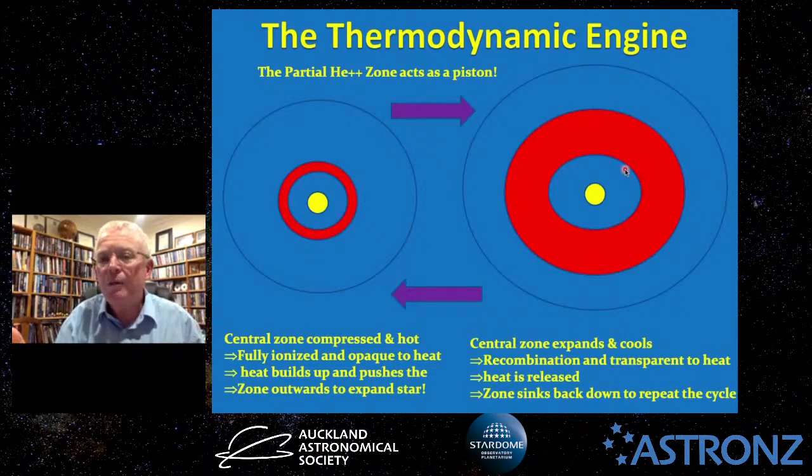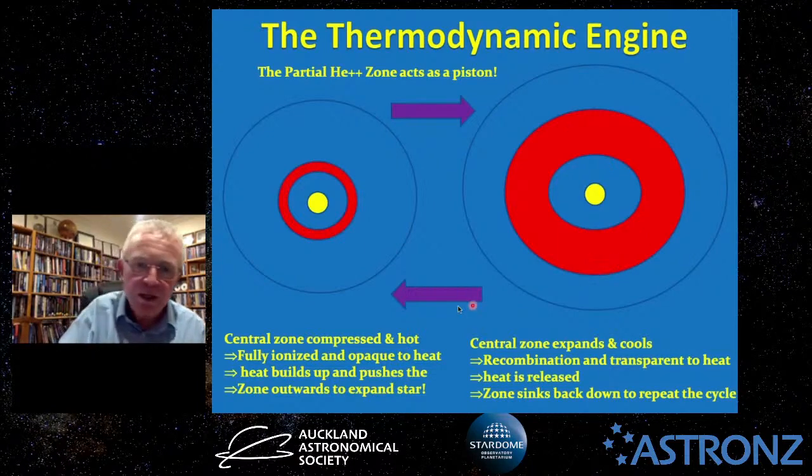What happens then with recombination? It becomes transparent again. So all the light and heat can escape back out again. So the whole star cools back down when the heat escapes, and it goes back this way.